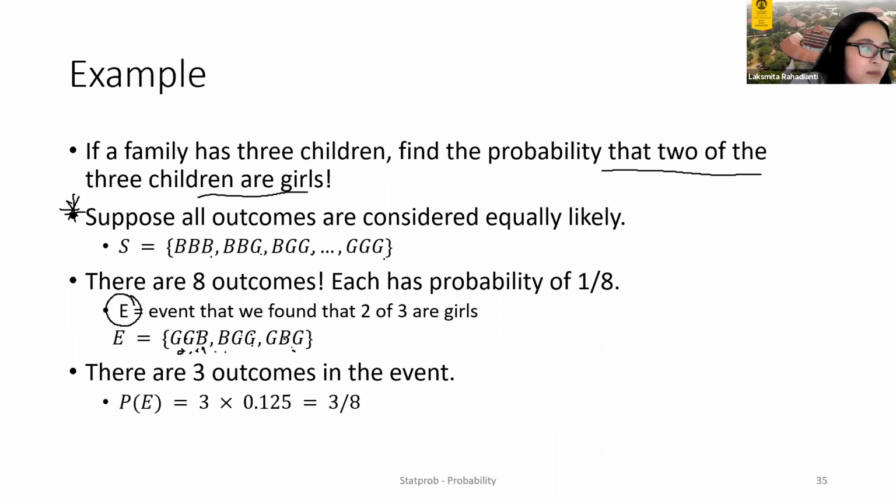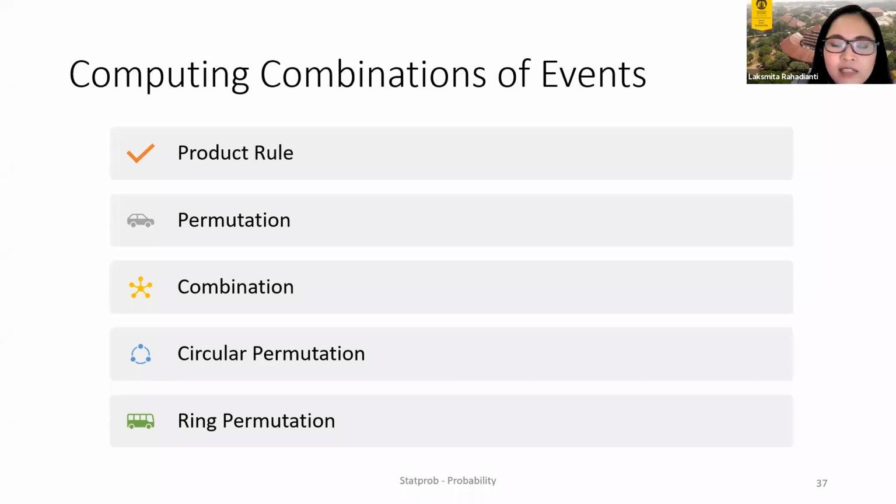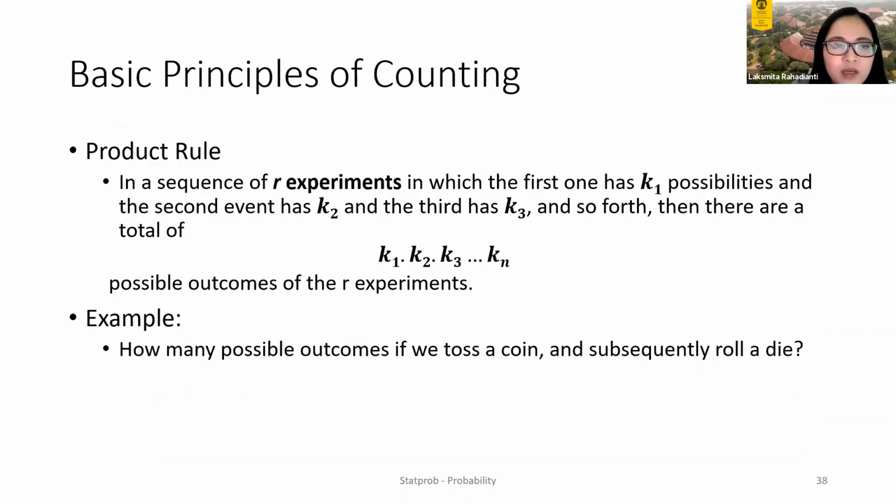Once again, a 2-minute short break to digest and think about the next points. So instead of us manually writing down or ordering all of the possible combinations of events, we can use these tools to help us: product rule, permutation, combination, circular permutation, ring permutation. Product rule first. Let's go.